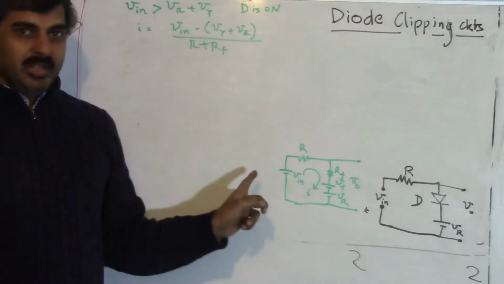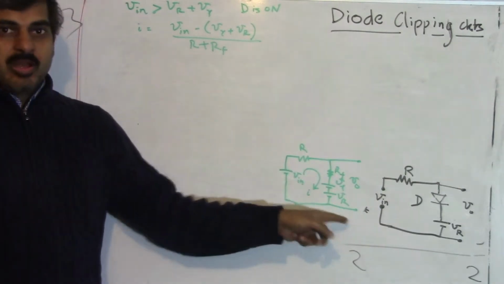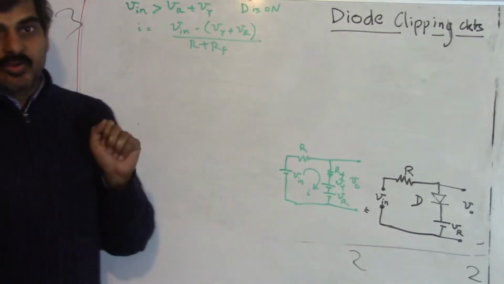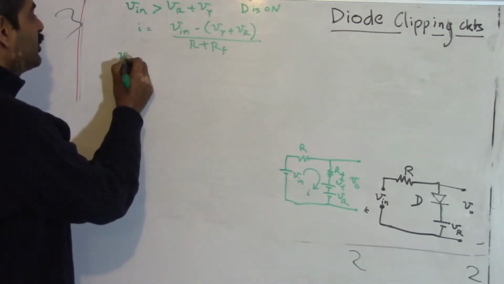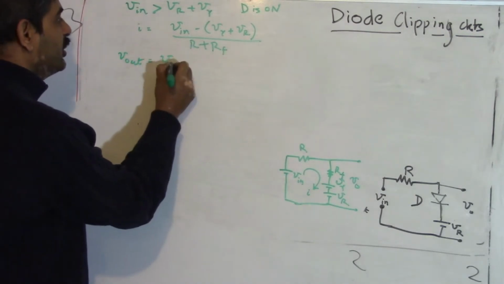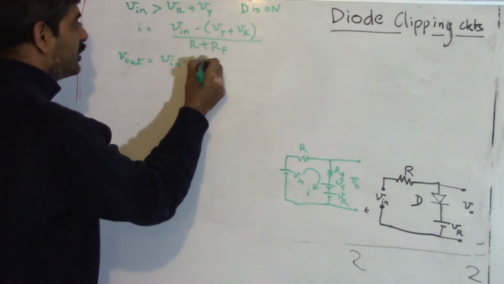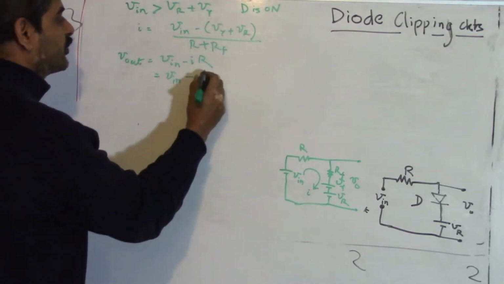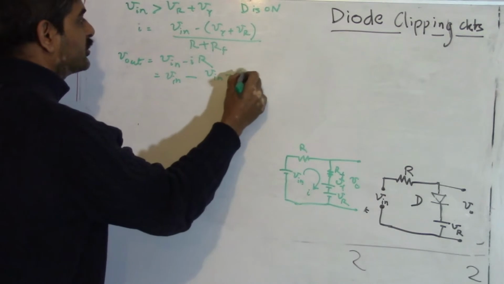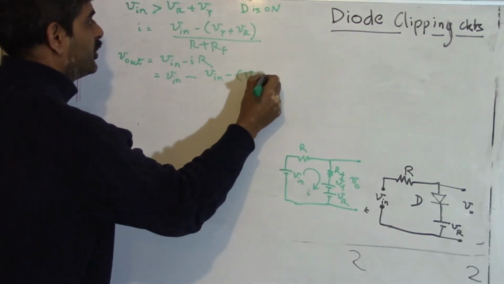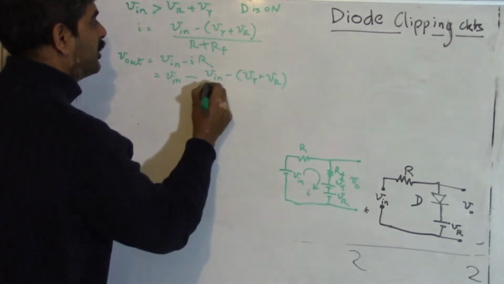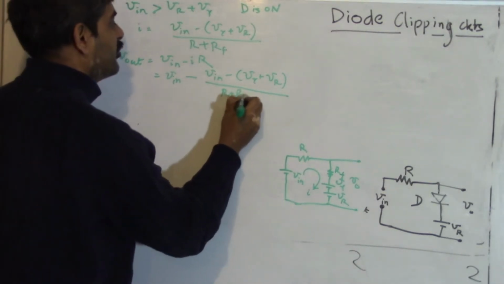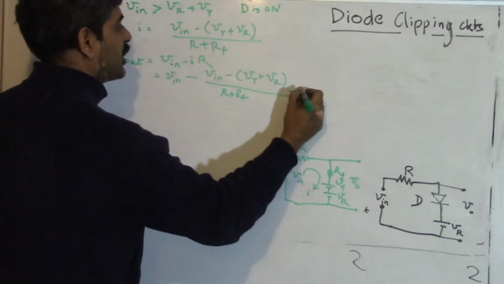And now our aim is to find out the output voltage and see how it varies with respect to V in. So we can find V out by subtracting this IR drop from this V in, and we get V out is equal to V in minus I into R. And I is this one, V in minus (V gamma plus VR) divided by R plus RF, multiplied by the resistance R here.